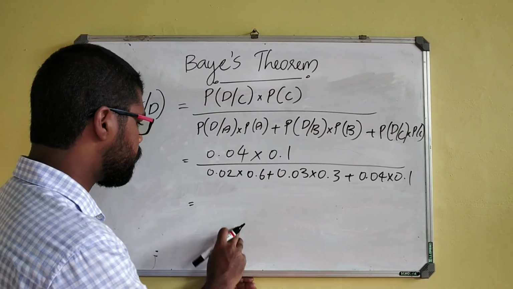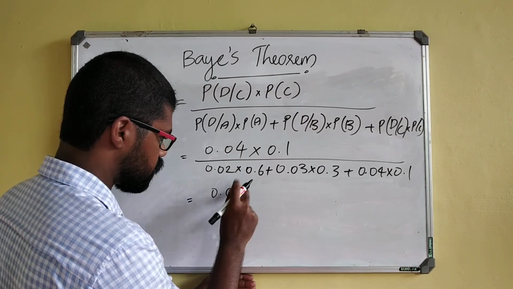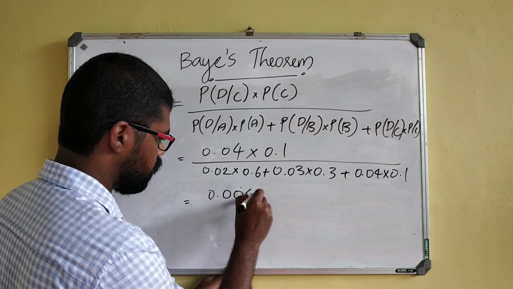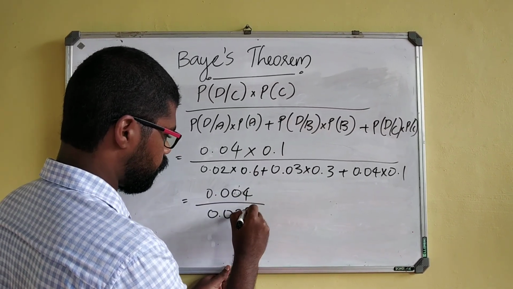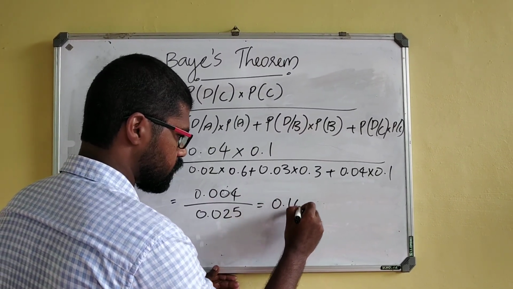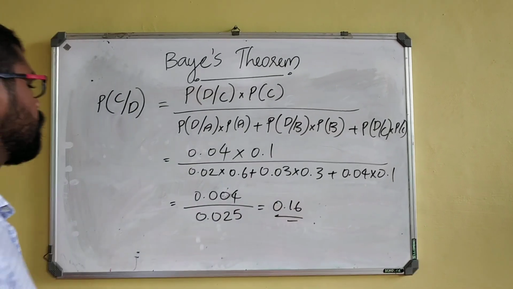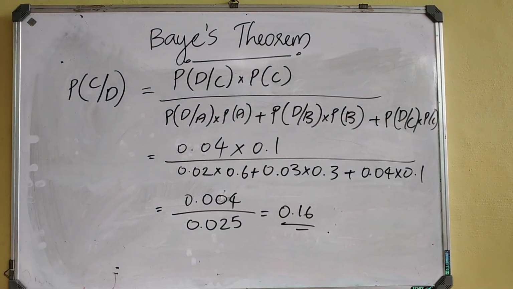So when you multiply this, you will be getting 0.004 divided by 0.025, and your final answer will be 0.16. Okay, or approximately 0.16. Okay, so you just do the question.